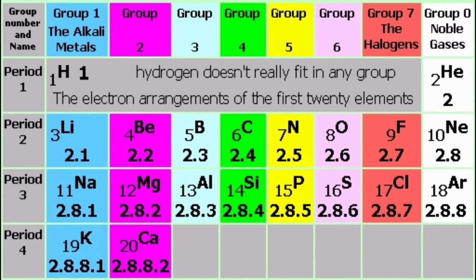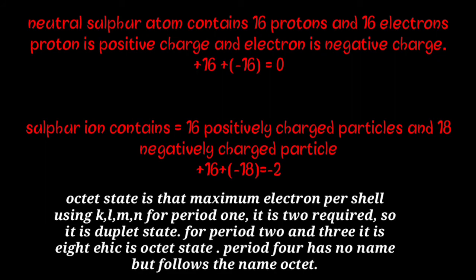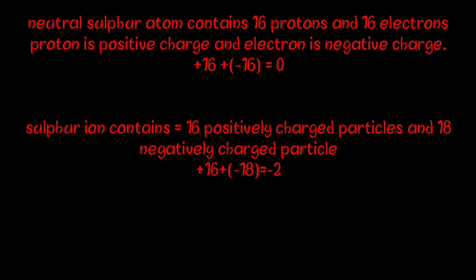For instance, sulphur is 6, it needs 2 electrons to complete its octet state, and the total positively charged particles is 16. The negative charge is 16. If 2 electrons are added to 16 electrons, it becomes 18 electrons. Therefore, if we have 16 positively charged plus 18 negatively charged, this will give us minus 2. Therefore, sulfur is minus 2. Do the same with chlorine and nitrogen.